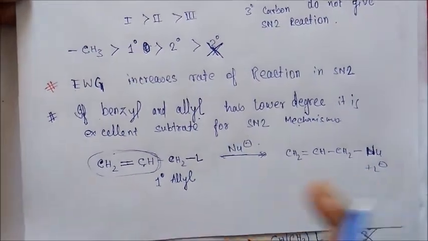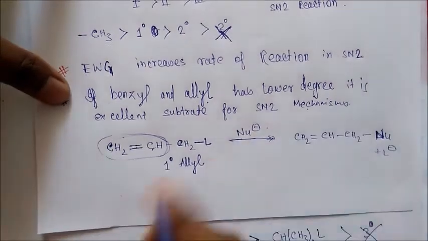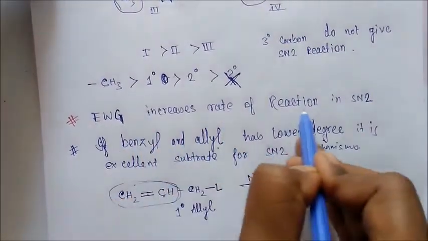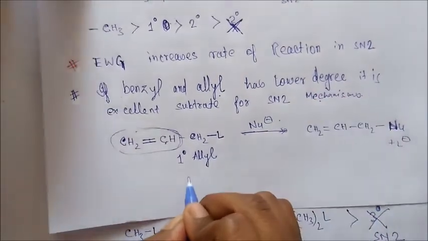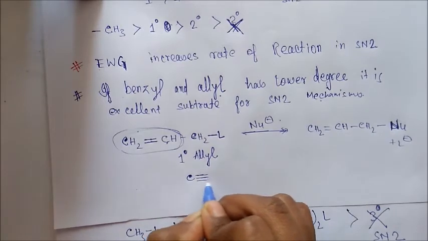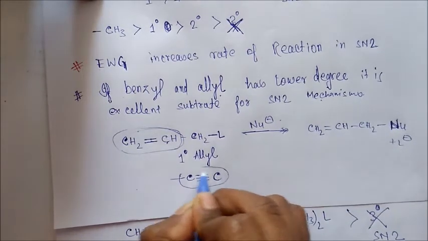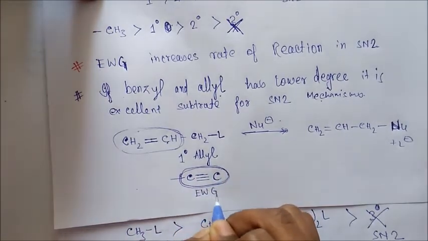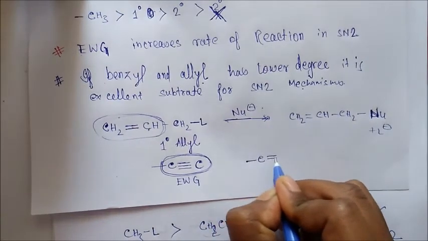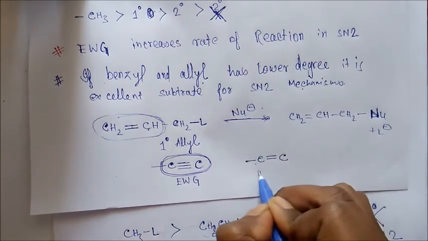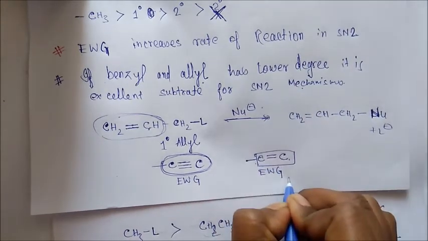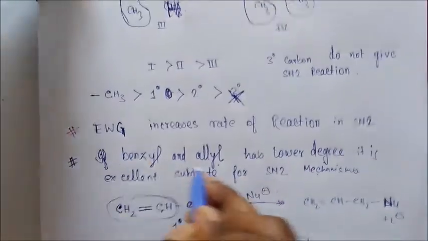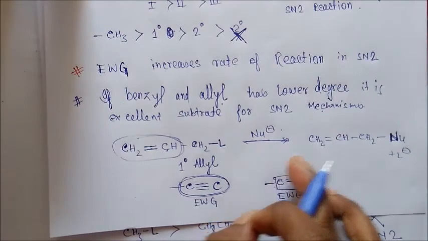Why is it giving a better rate? Earlier we have seen that an electron withdrawing group increases the rate of reaction. If you have learned in the GOC part that if a carbon is connected to another carbon with a multiple bond, then it can act as an electron withdrawing group. Please remember this. So a carbon connected to another carbon with a double bond is also an electron withdrawing group. So this point falls under electron withdrawing group, and it increases the rate of SN2 reaction.